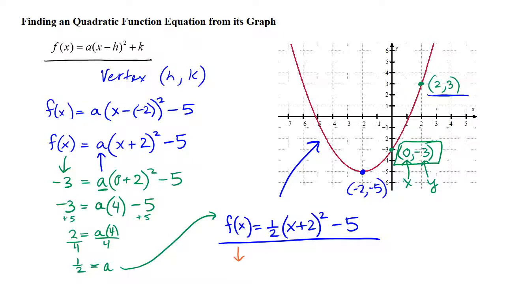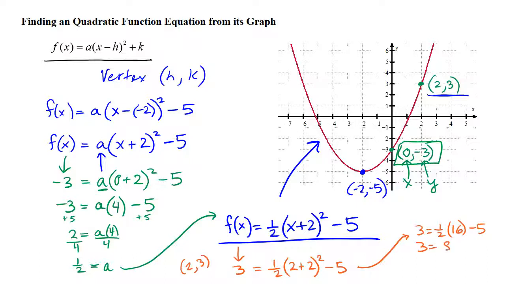If I were to put the 2 and the 3 in as a check, I'd be putting the 3 in for f(x), because that's the y value, equals 1/2 times (2 plus 2) squared minus 5. All right, I need to simplify that. 3 is still 3, 1/2. 2 plus 2 is 4. 4 squared is 16. Continue calculating on the right. 1/2 of 16 is 8. 8 minus 5 is indeed 3. We actually have checked that that other point on the graph did work in the equation we found. So finding an equation for a quadratic function, if you have the graph and you understand vertex form, isn't too bad.